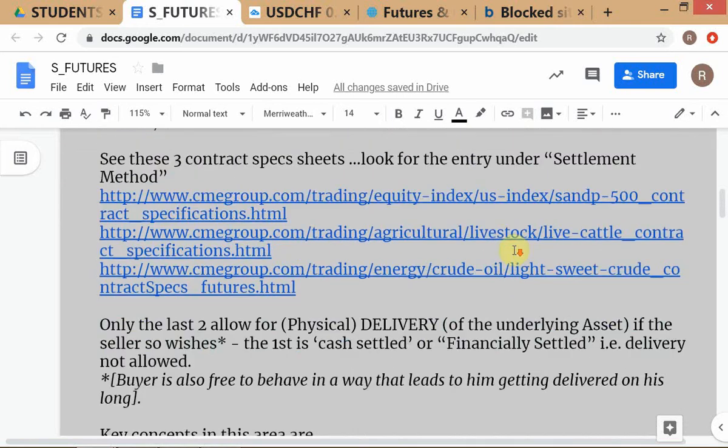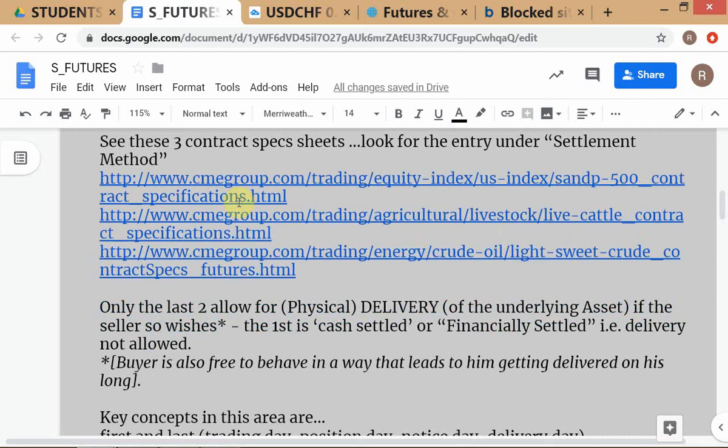We have also covered the other point yesterday already. That is, what is the settlement method? Is it cash settled or financially settled, or is it physical delivery? So for any futures contract that you are studying, one of the things you have to look out for is to find out what is the settlement method. Is physical delivery allowed, or is it something which is, as we saw in the case of the S&P 500 futures, that physical delivery is not allowed, it has to be financially settled.